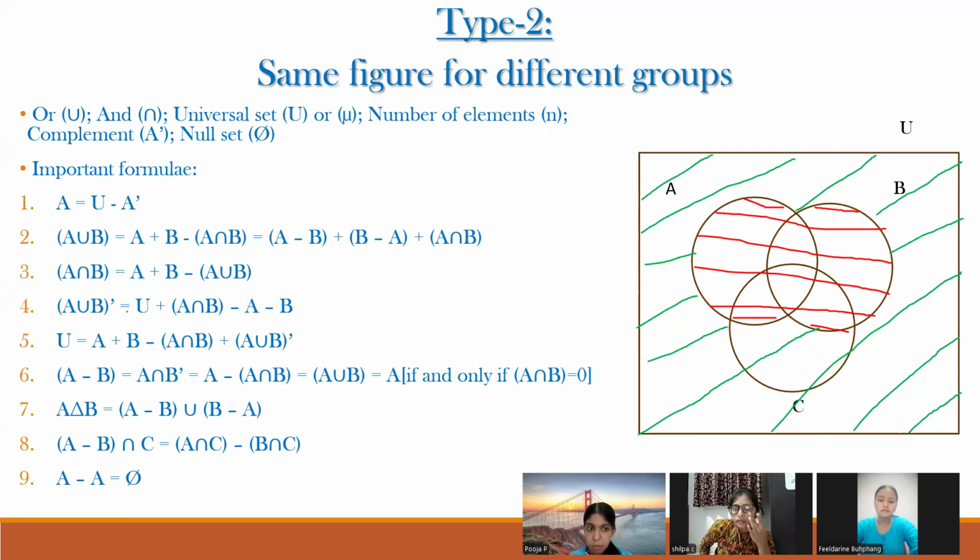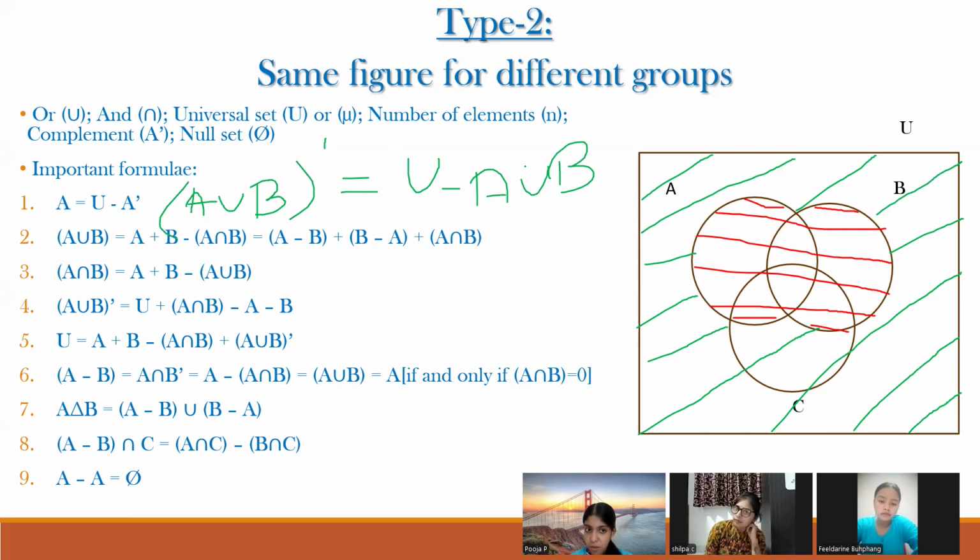So since you have A union B, the whole complement, one formula is to directly use U. Instead of A, if you substitute A union B, you get U minus A union B. So you will have A union B, the whole complement is nothing but U minus A union B. This is one way of finding it. Another way is, you have U, that is the universal set, plus A intersection B.